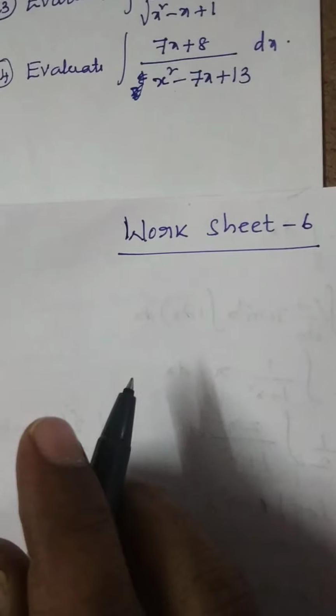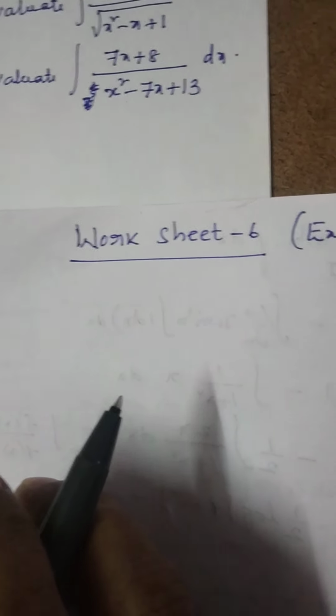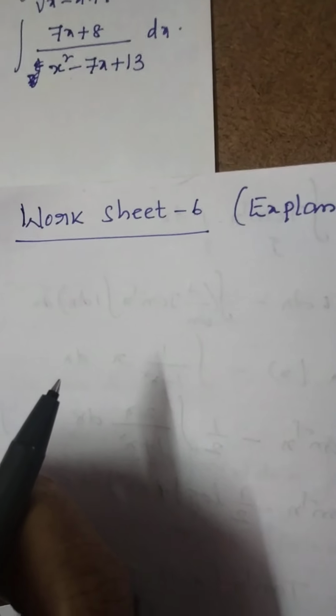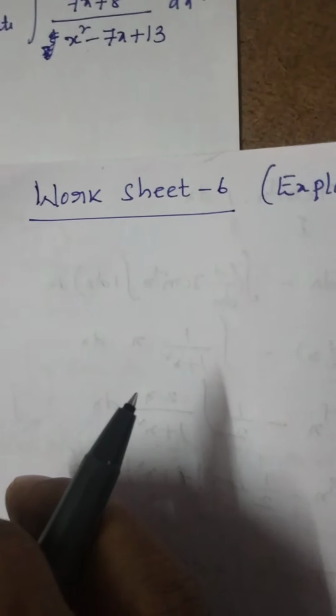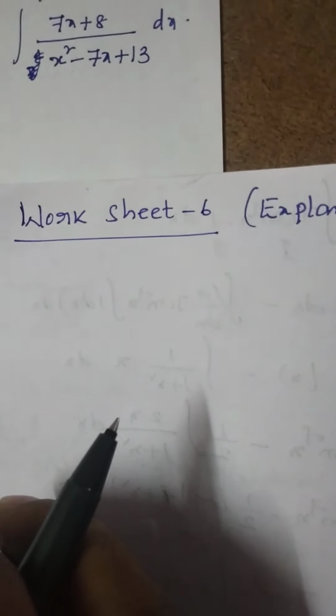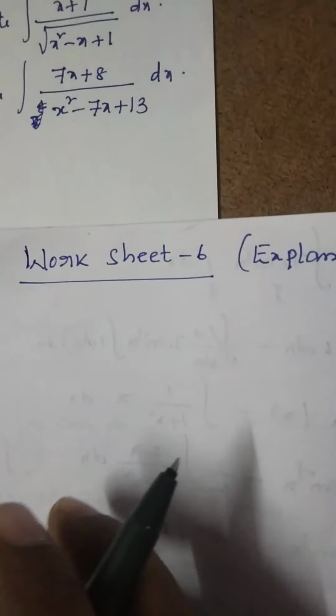What is the formula? Integration of f of x into g of x dx is equal to what? F of x into integration of g of x minus integration of d by dx of f of x into integration of g of x, whole dx, we will get.